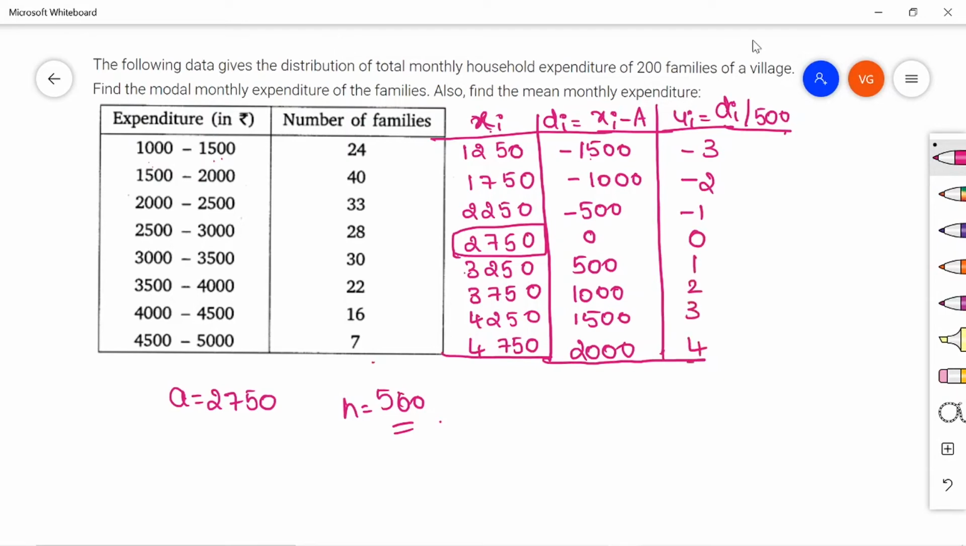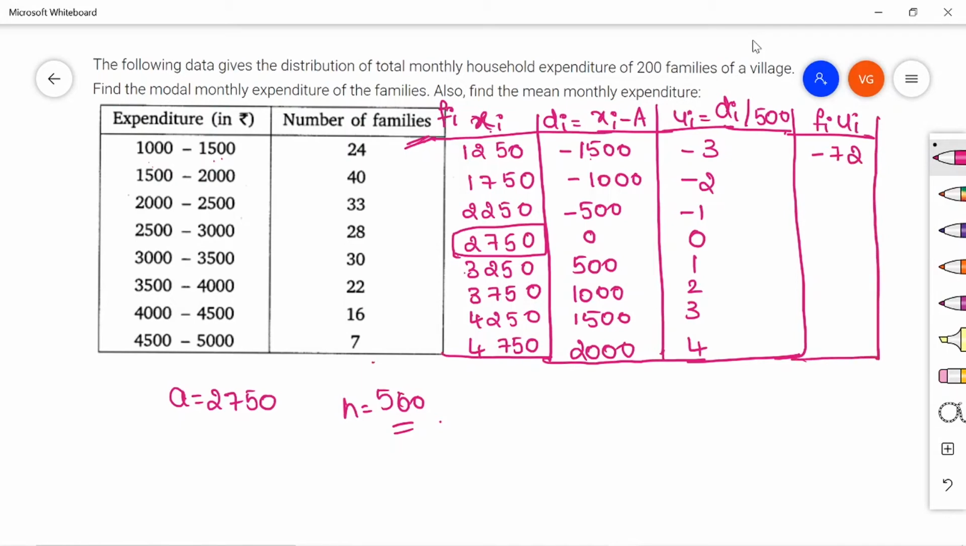Right, now the value is very small. Now you can multiply with f, the corresponding frequency here. This is fi. So you take fi multiplied by ui. So you will get 24 multiplied by minus 3, that is minus 72. 40 into minus 2, that is minus 80, minus 33 here, 0, then 30 into 1, that is 30, 22 into 2, 44, 16 into 3, 48, then 7 fours, 28, right.